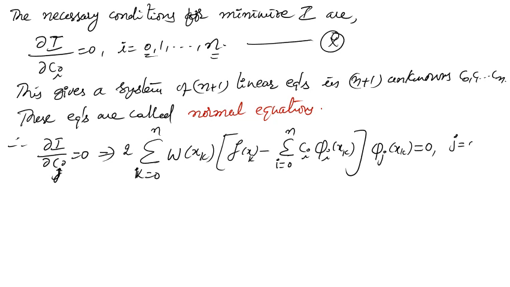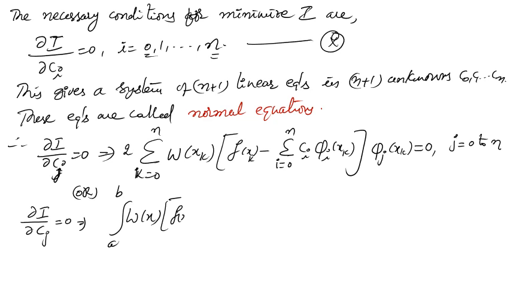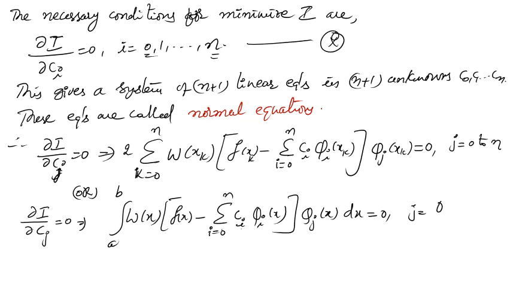This is for j equal to 0 to n. Or, if I is in terms of integration, then dou I by dou cj equal to 0 implies, instead of summation, you will get the integral from a to b of w of x, f of x minus summation ci phi i of x, i equal to 0 to n, and the derivative with respect to cj gives phi j of x, dx equal to 0. This is for j equal to 0 to n.